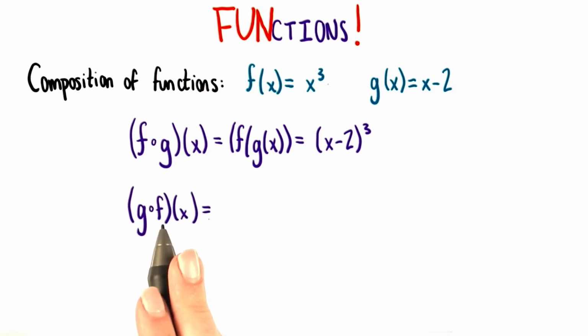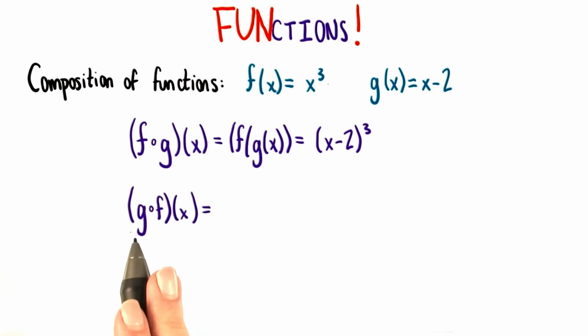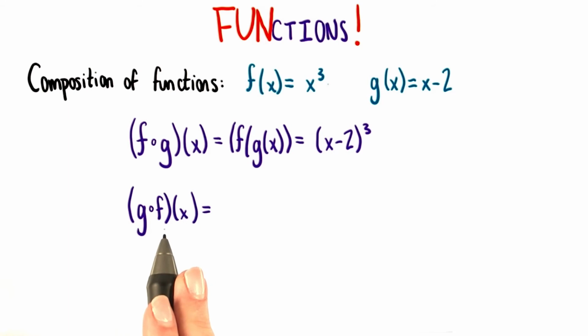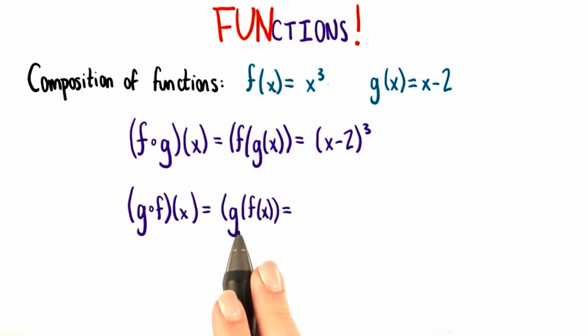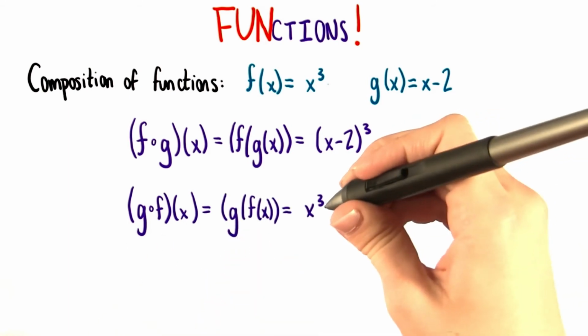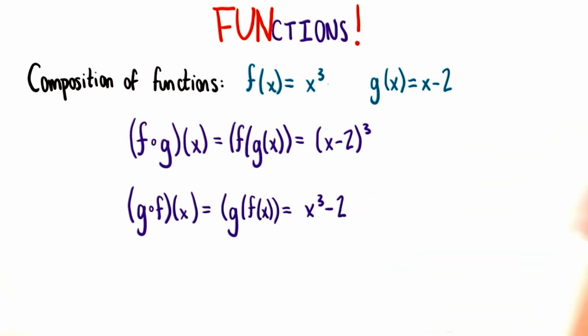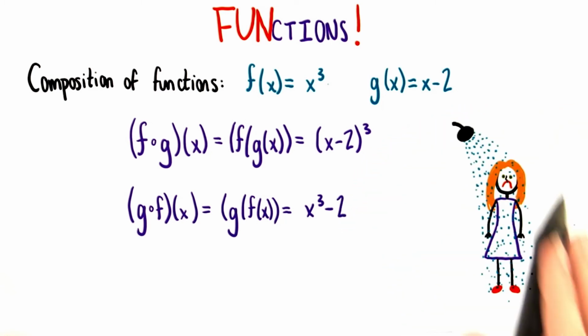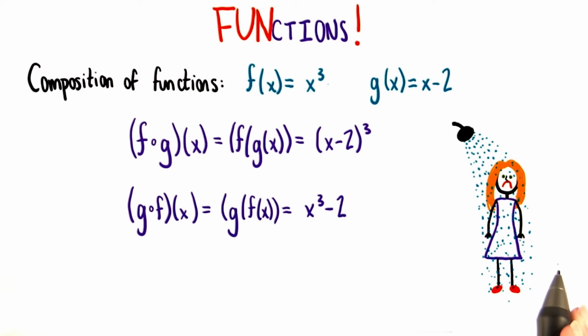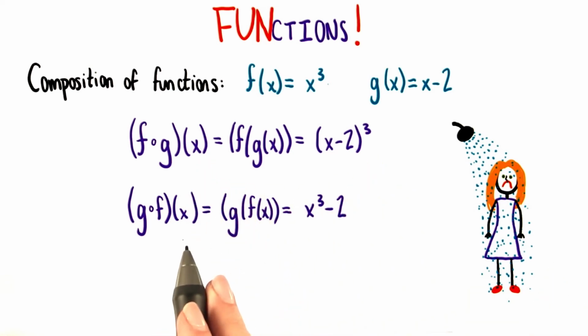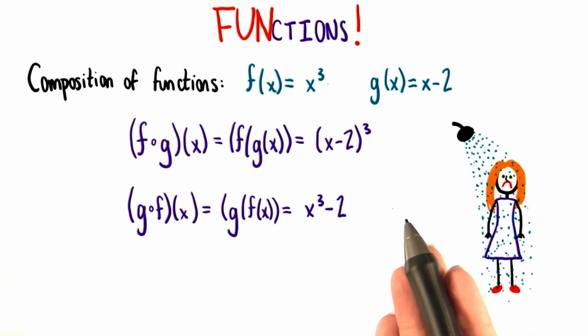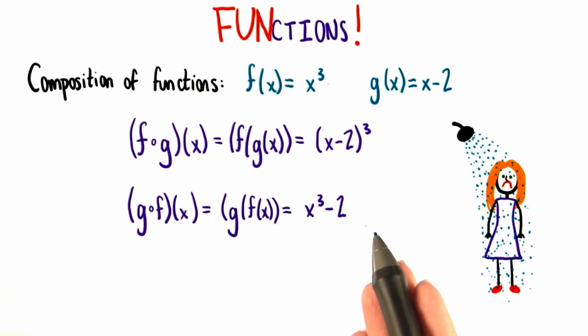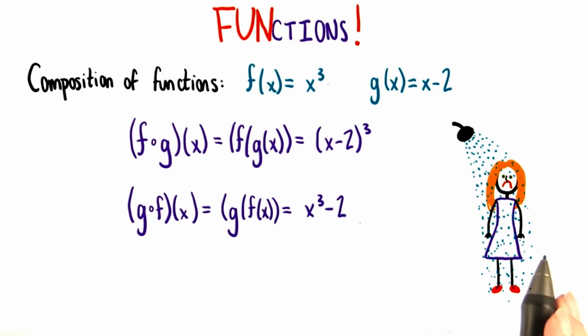We can switch things around and go the other direction too, looking for g composed with f instead. That means we're looking for g of f of x, which in this case would give us x cubed minus 2. We saw that in many cases, like our showering and getting dressed example, switching the order of composition of functions produces a very different outcome, a very different output for the composite function. Remember, getting dressed and then showering is not the same as showering and then getting dressed.